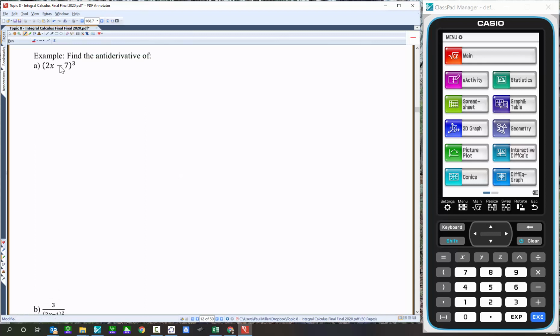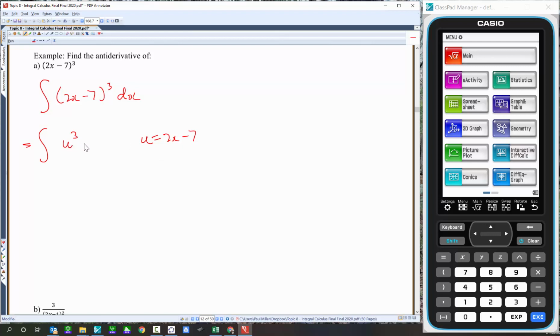So find the antiderivative of this. Let's do it. Okay, so again, your option at this stage is to expand that out, which is really time consuming. And if you're like me, I just can't do a cube expansion without stuffing up somewhere. So what's our technique? Well, we're going to do a u substitution. So I'm going to say that this is actually the same as u to the 3, where u is equal to 2x take 7.